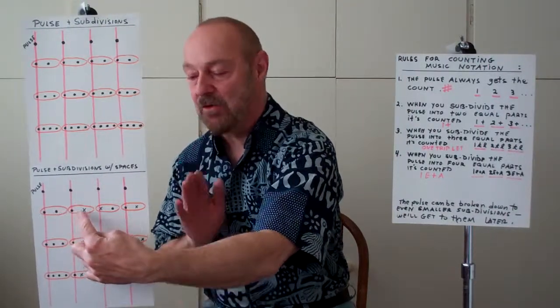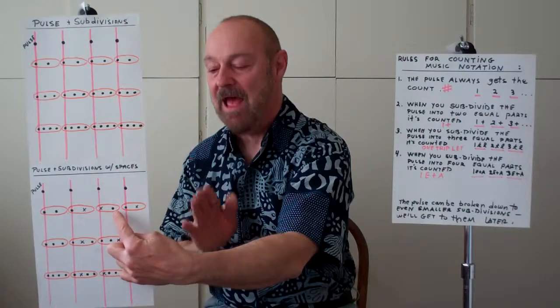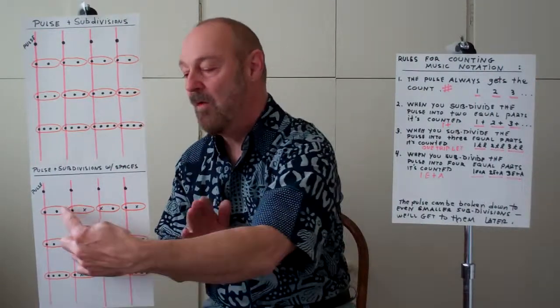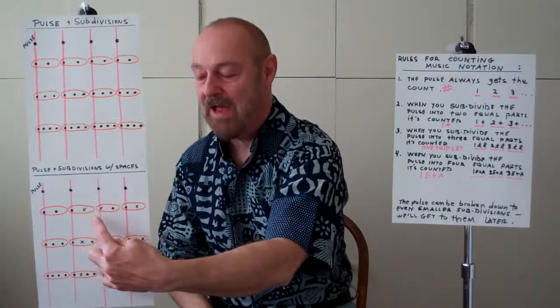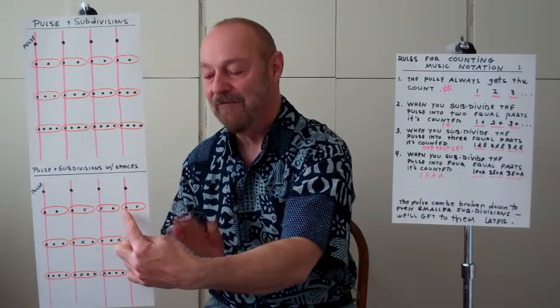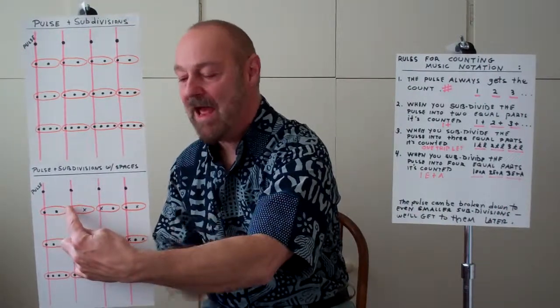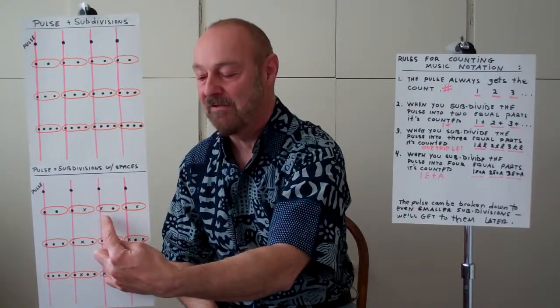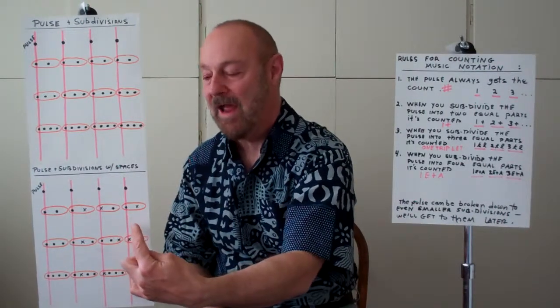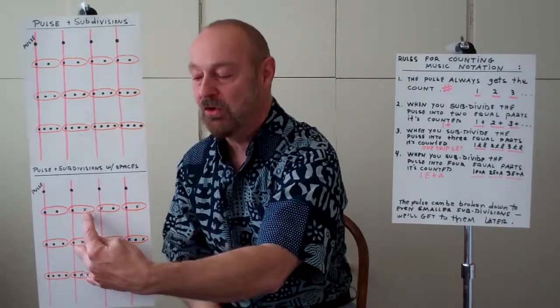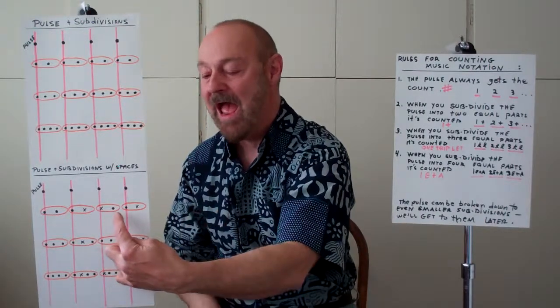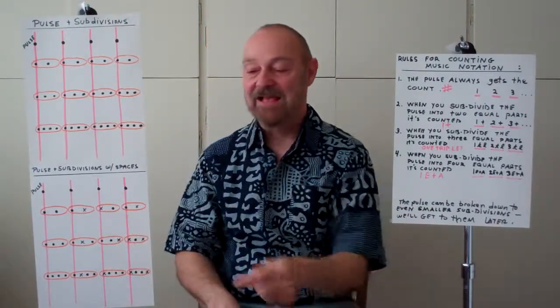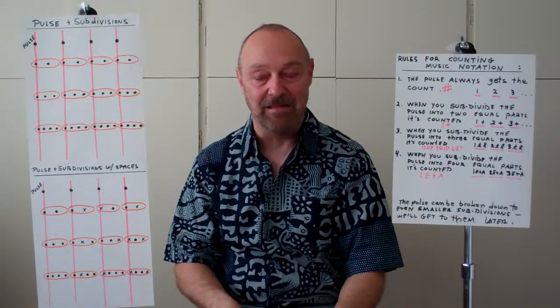1 and 2 and 3 and 4 and 1 and 2 and 3 and 4 and. That's the second line with spaces.